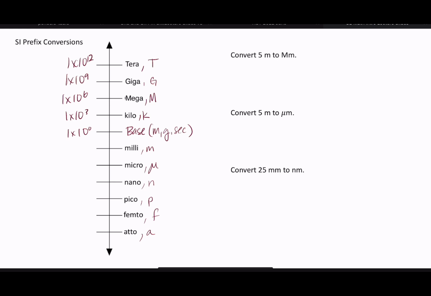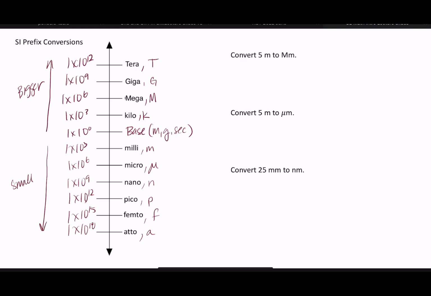You'll see that every line represents the moving of 3 decimal places, where these are units that are getting bigger. If we go in the other direction, milli is 1 times 10 to the 3rd places smaller, then 1 times 10 to the 6th, 1 times 10 to the 9th, 1 times 10 to the 12th, 1 times 10 to the 15th, and 1 times 10 to the 18th. And these are places smaller. So if we take a look at this, this allows us to pull out relationships between units. Let's go ahead and try to solve some problems.